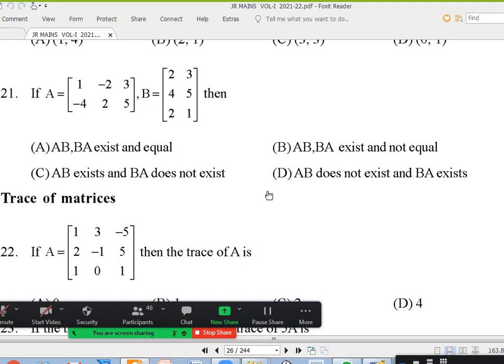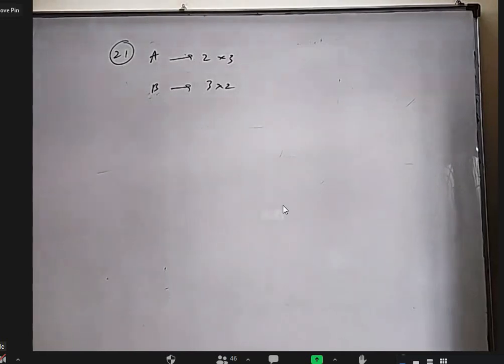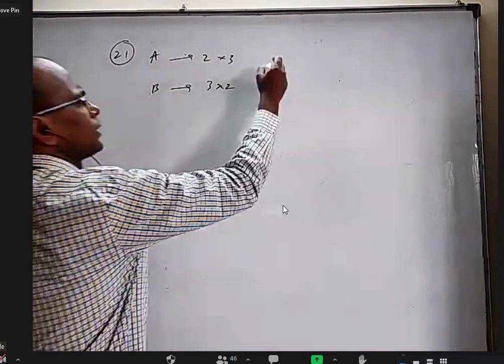Okay, so 21. 1 minus 2, 3. I don't need to find the answer. I'll tell you. The order of matrix A is 2 by 3. So they're asking whether AB exists or not, BA exists or not, or they are equal or not. AB and BA do exist, but they are not equal.